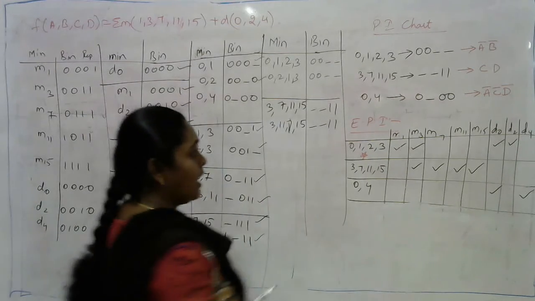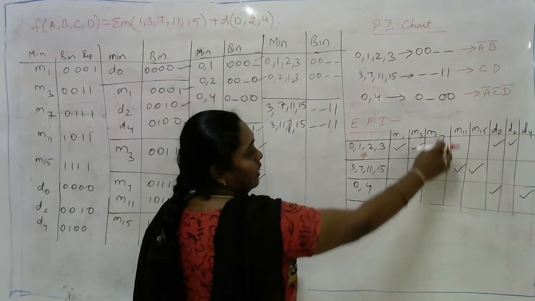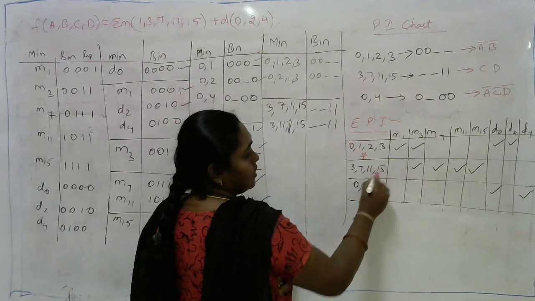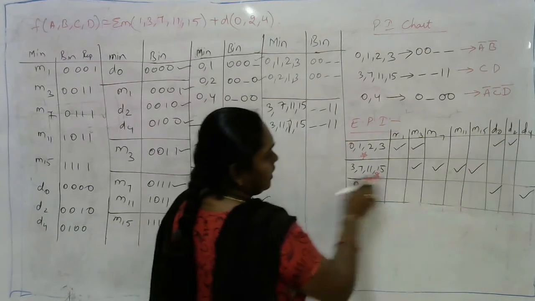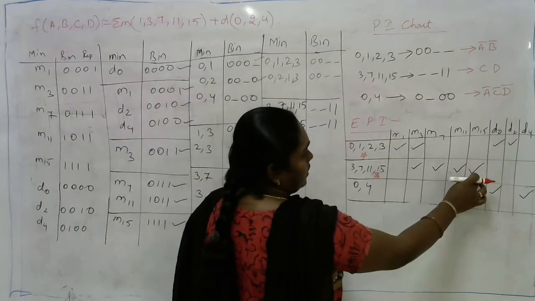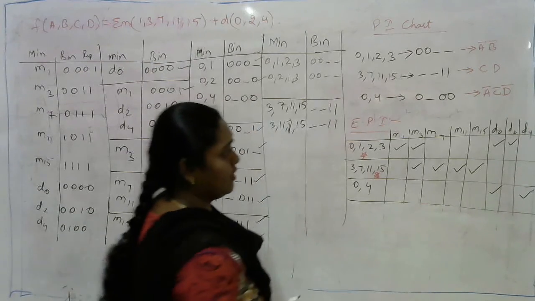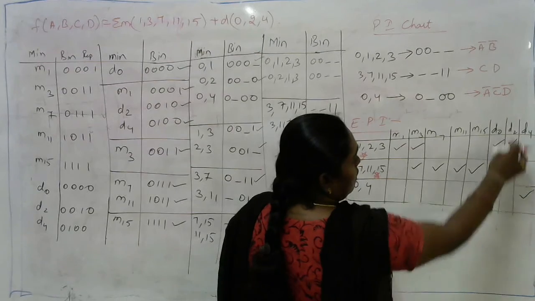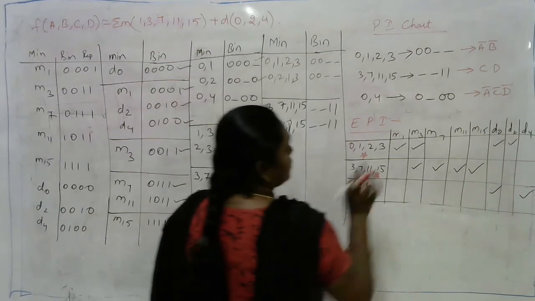As there is a single tick mark in the M1 column, the corresponding row is called an essential prime implicant. As M3 is having two tick marks, it is not essential. Again, M7 is having a single tick mark, so it is also an essential prime implicant. M11 is also single and is in the same row, where we have already marked an essential. M15 is also a single tick mark in the same row. And here for 0 we are having D2, so for 2, this D2 is also related.